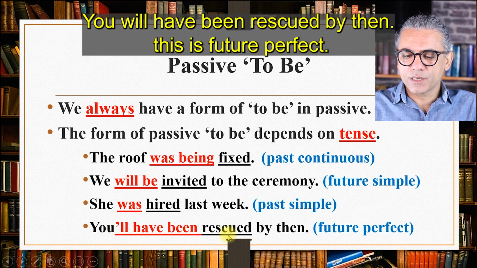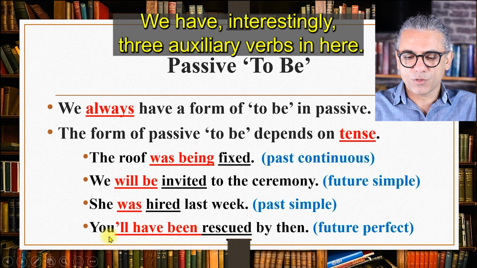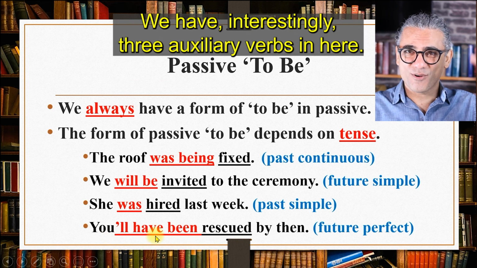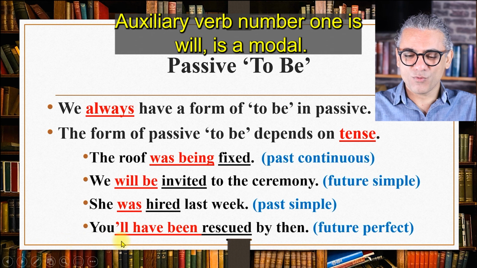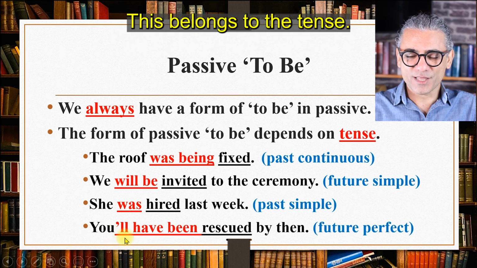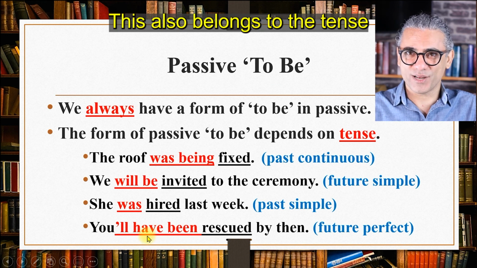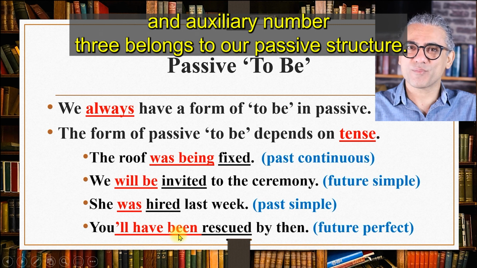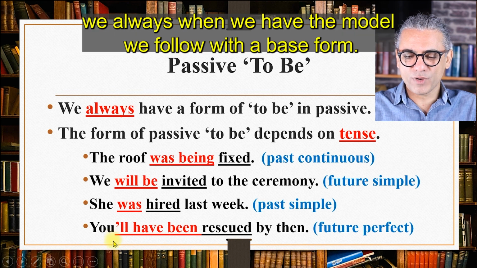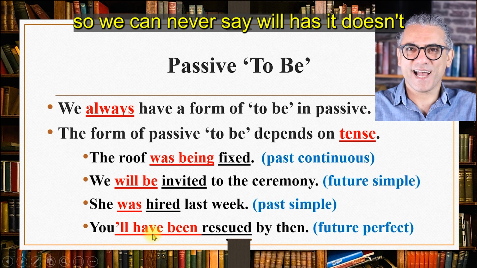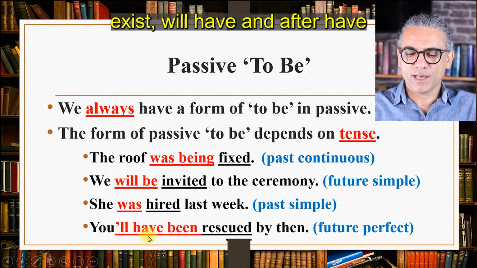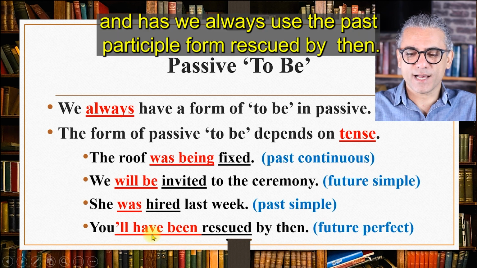You'll have been rescued by them. This is future perfect. We have, interestingly, three auxiliary verbs in here. Auxiliary verb number one is will, a modal. This belongs to the tense. Auxiliary number two is have. This also belongs to the tense. And auxiliary number three belongs to our passive structure. As I told you, after modal verbs we always follow with the base form. So we can never say will has. It doesn't exist. Will, have, and after have and has, we always use the past participle form.